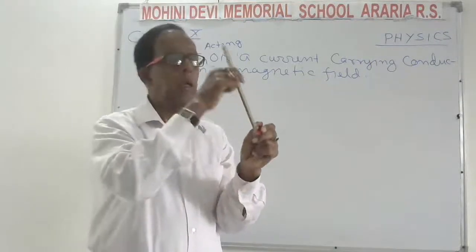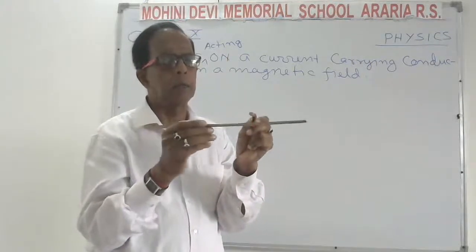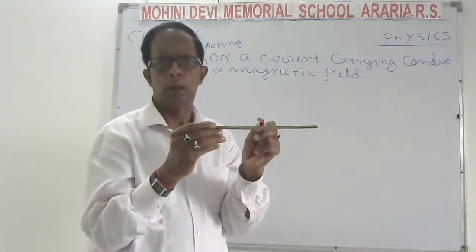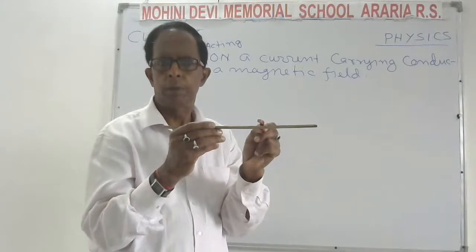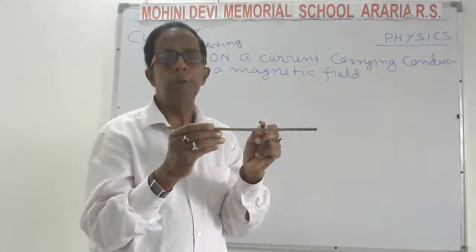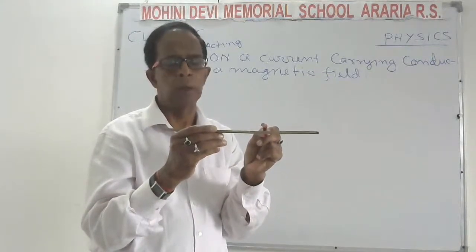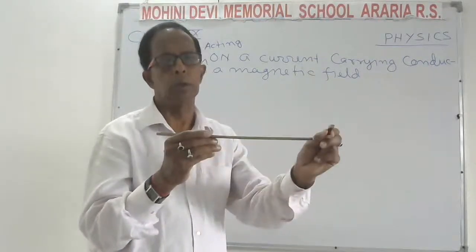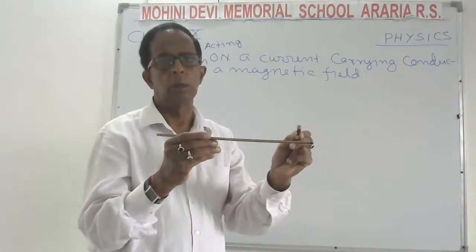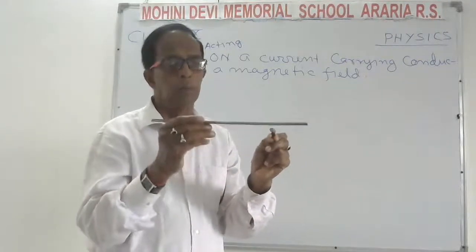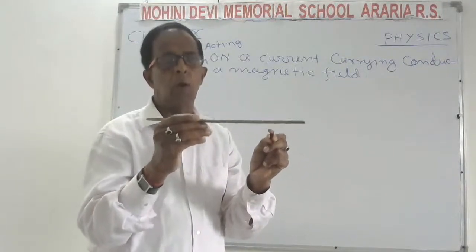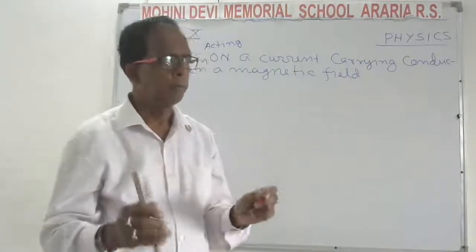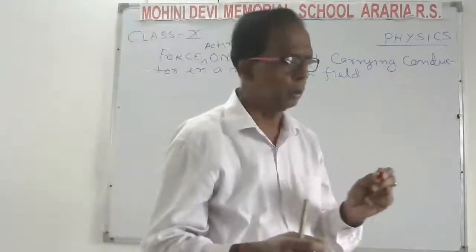The magnetic field is vertical and a current carrying conductor is here. It is horizontal. Okay, my students? And if the current is flowing in this direction, from here to here, then you have to find the force acting on this conductor. How you can find? I will try my best to show you.